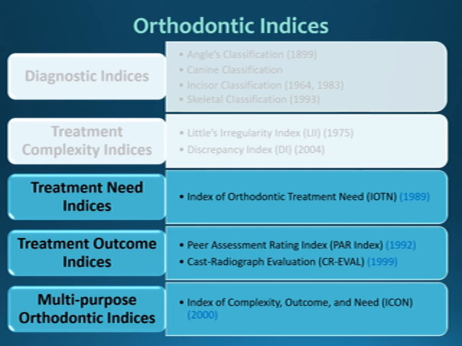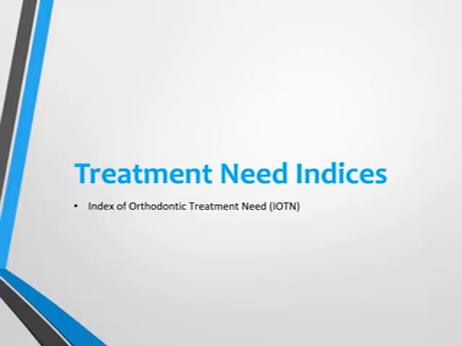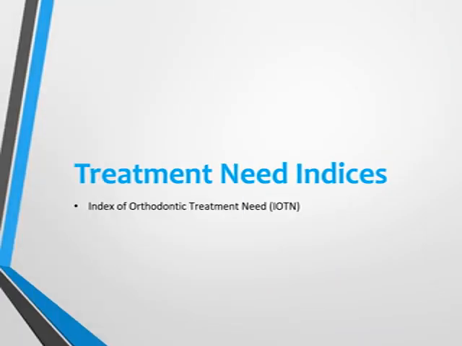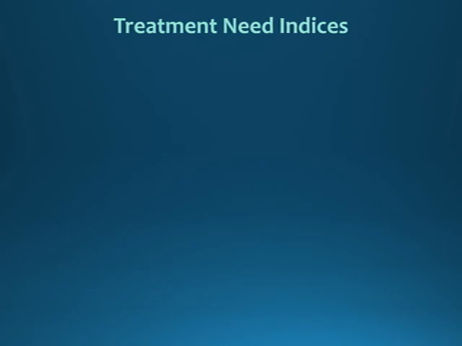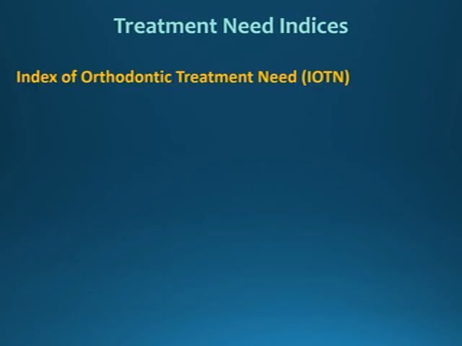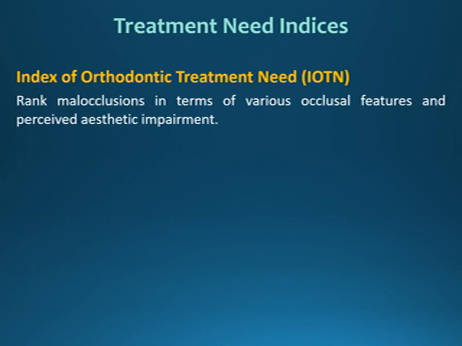Now, treatment need indices. The main example of these indices is the Index of Orthodontic Treatment Need, or IOTN. The Index of Orthodontic Treatment Need is used to rank malocclusions in terms of various occlusal features and perceived aesthetic impairment.